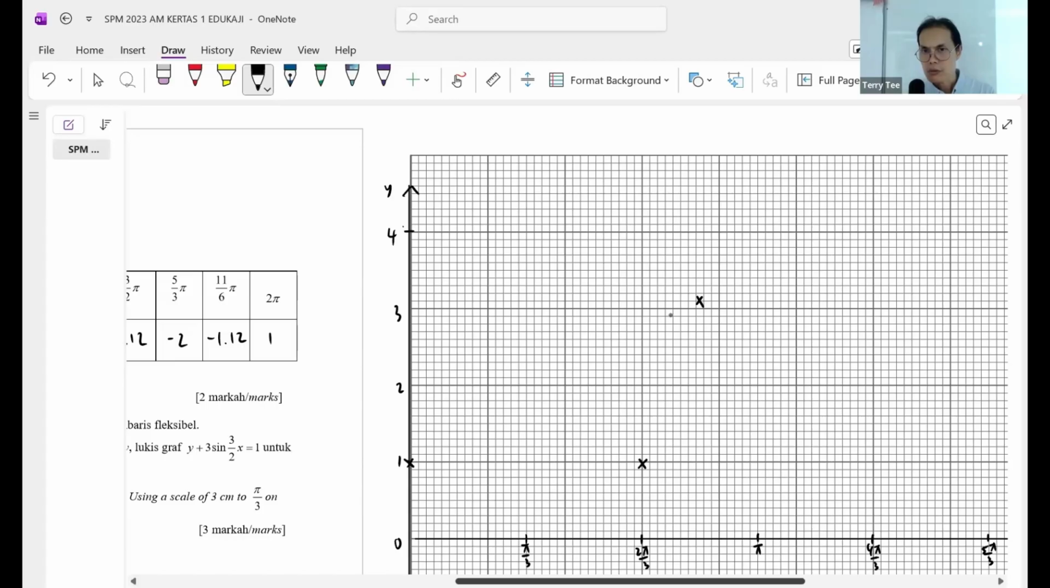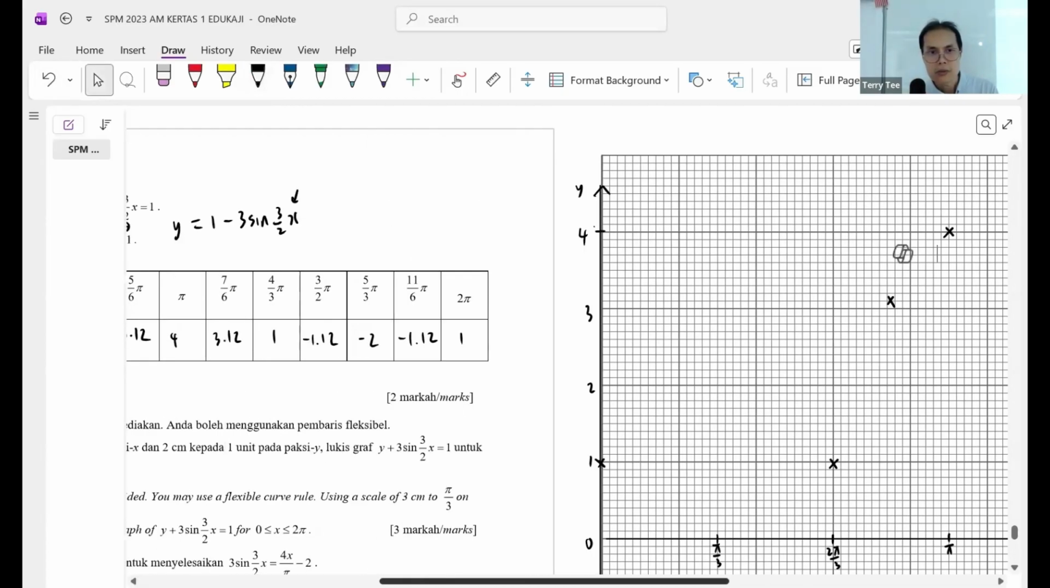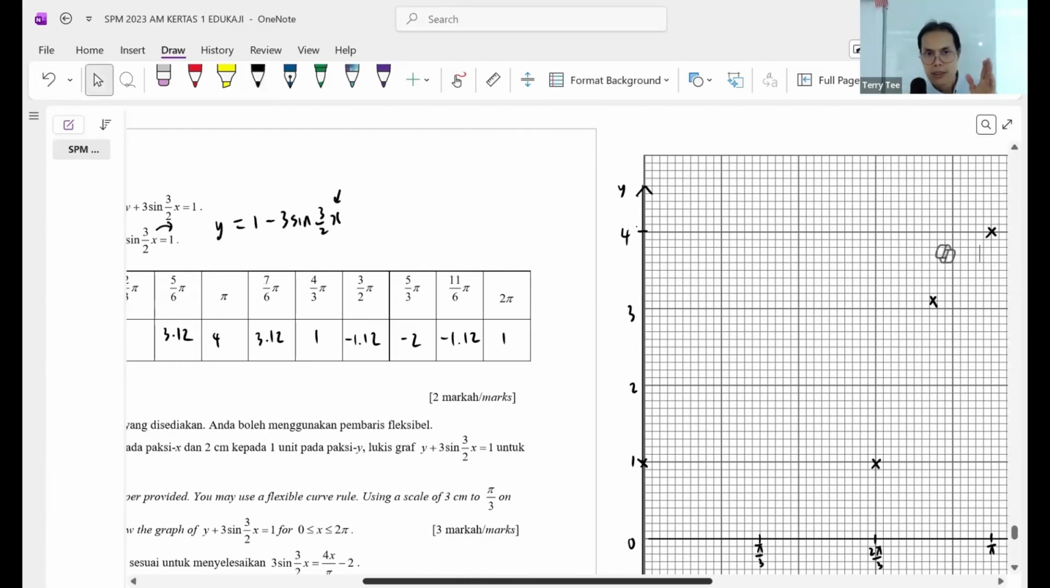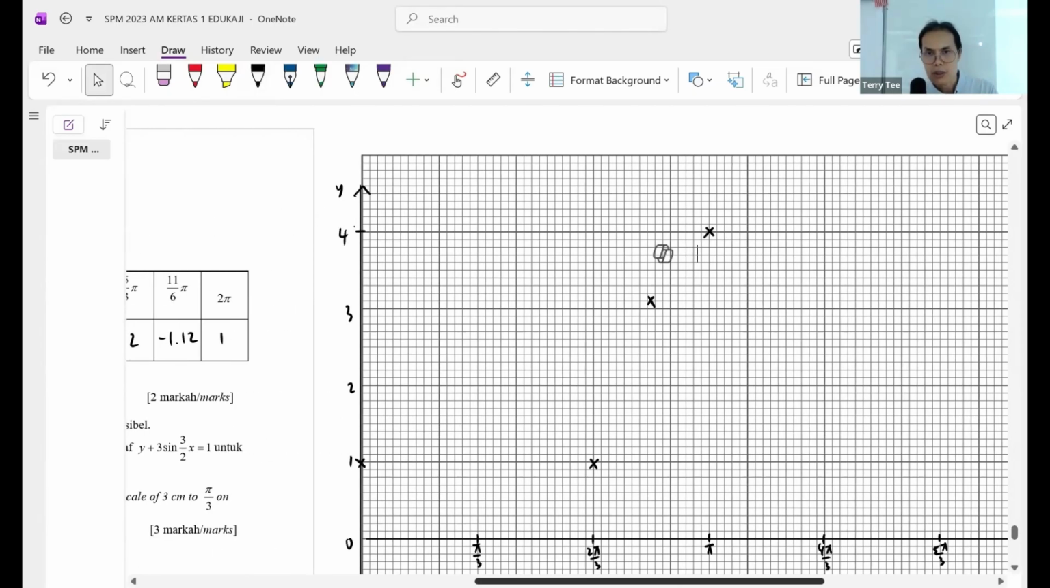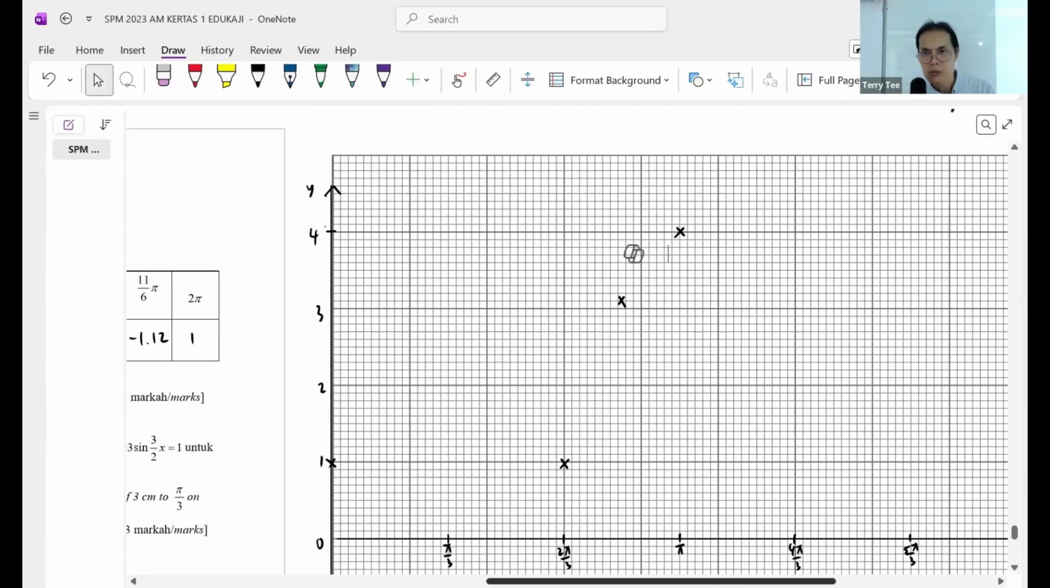Okay, did I count correctly? I think I count wrongly. Okay, it looks correct. 7.5 boxes. So this one is 4. Okay, correct. Then it goes back down, right? You can double check your table. It goes back down. Then it goes back down to 1, negative 1.12, and so on. So, okay, 3.12 first. 3.12 is around here.